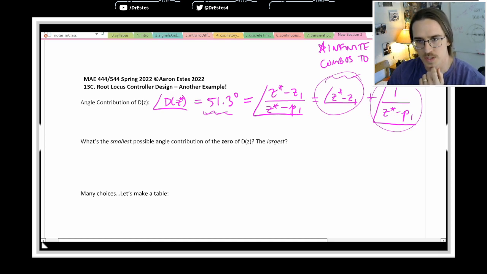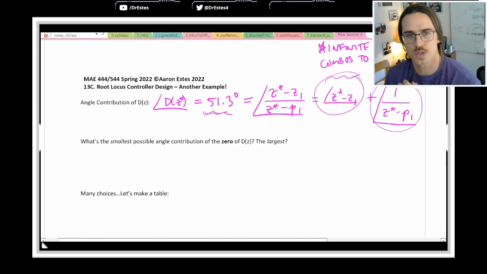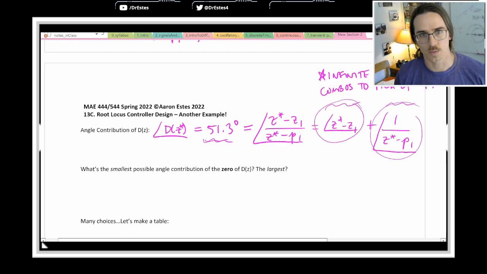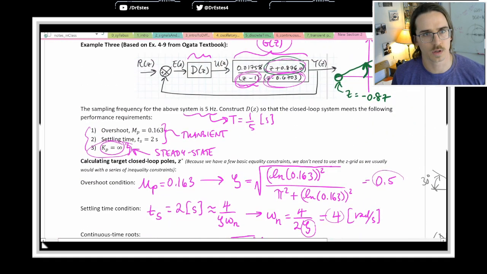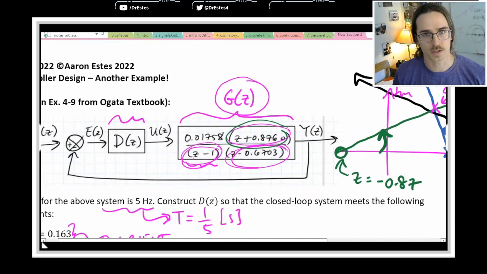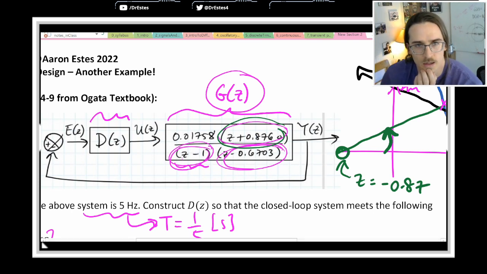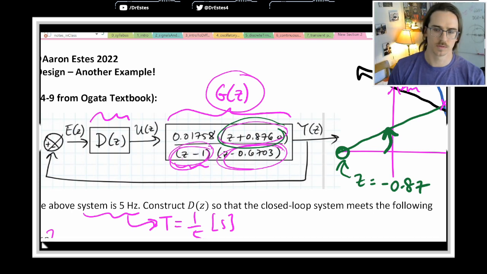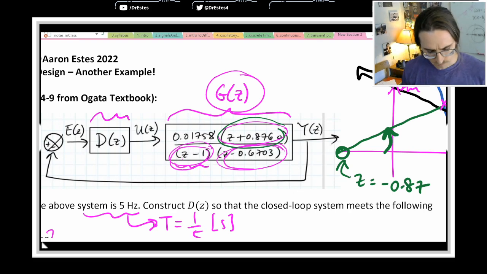Alright, I'm gonna turn down this music. I'm gonna get us started. Okay, let's do a super quick recap. We're working on an example, and we're gonna go up to right here. We're trying to control this plant, G. You can see it's a second order plant. We've just been controlling first order stuff so far, so this is a higher order system.